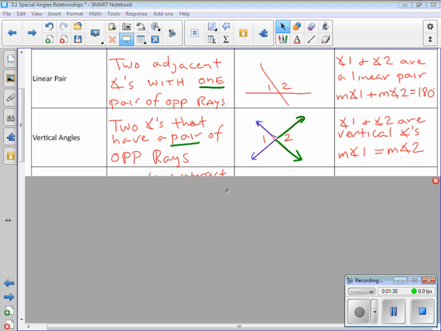Okay, vertical angles, two angles that have a pair of opposite rays. So if you take a look at angle 1 and 2, angle 1 is created by the rays that are in blue, angle 2 is created by the rays in green, and those are vertical angles. Old stuff. I'm just hoping for those people who are still kind of struggling with that idea, we just solidified it for them. Let's move on.